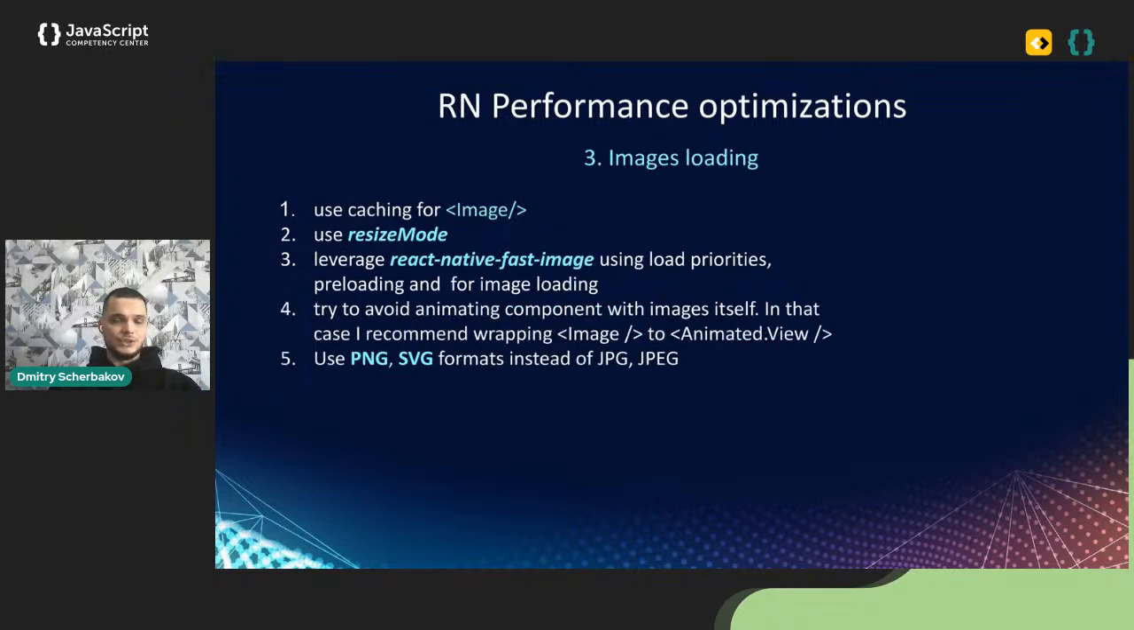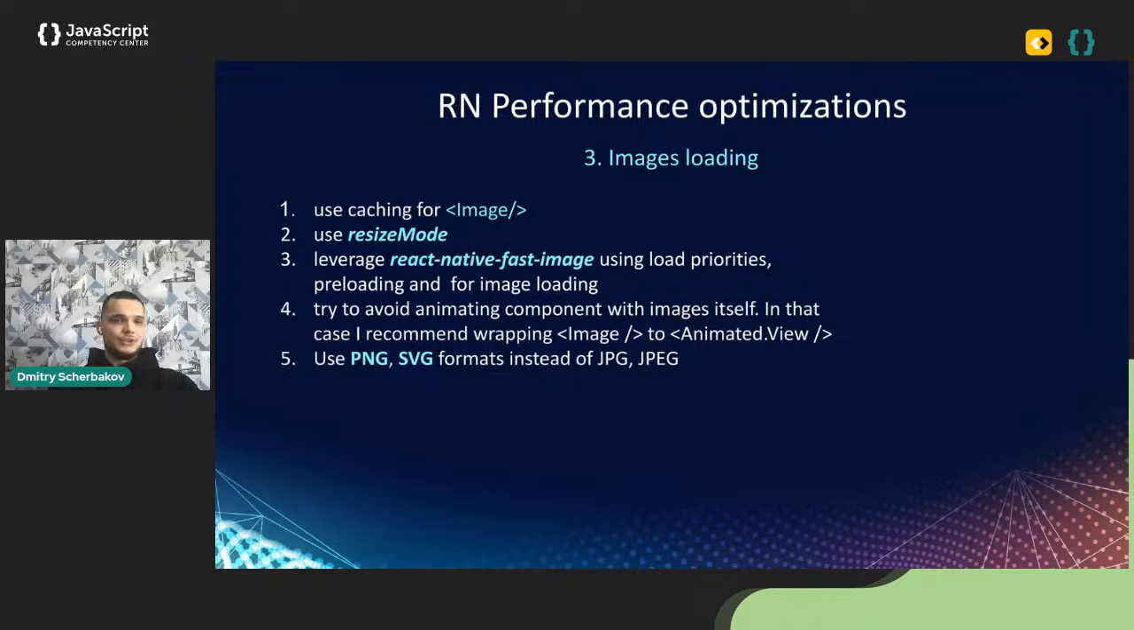So, moving on to the next thing, it's about images. I would say that was a top 3 question with React Native performance optimization. First of all, we can use caching for the image component, and it will reduce the time for loading assets. The next thing is to use the resize mode, and it will boost the performance of this component as well.